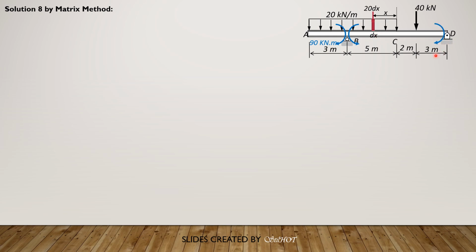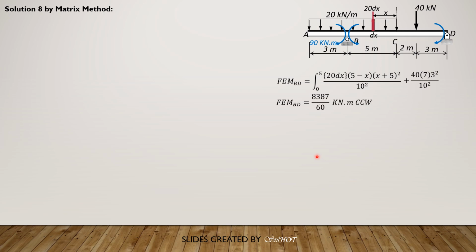So this is also the direction of moment, fixed moment for D. Remember that in the matrix method, we consider BD as fixed-ended. So fixed moment BD is equal to the integral from 0 to 5 of 20 dx times (5 minus x) squared times x plus 5 square over 10 square plus 40 times 7 times 3 square over 10 square. So it is represented by this moment direction. So it is equal to 8387 over 60 kilonewton meter.